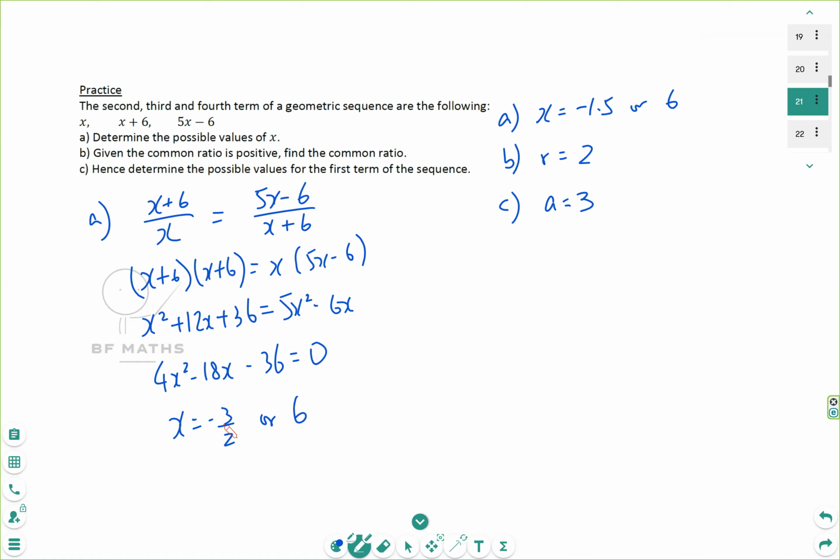So x equals minus 3 over 2 or 6. The question didn't tell me if it's positive or negative, so I should include both answers.